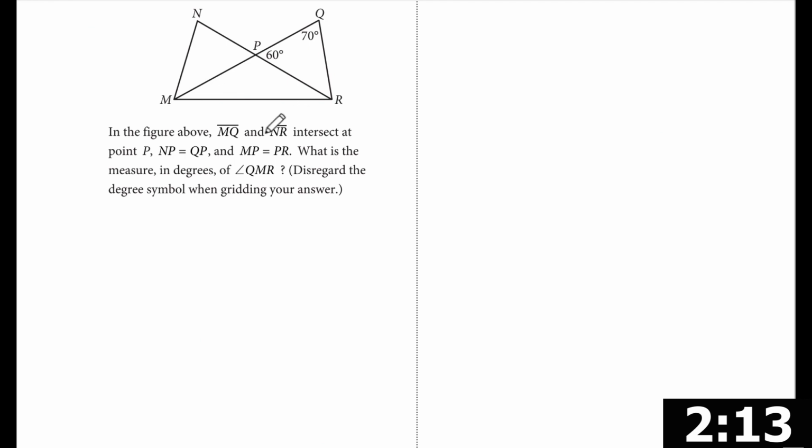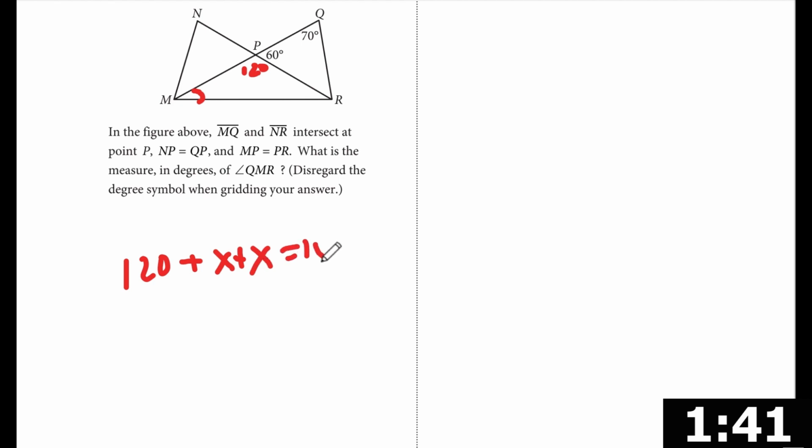17, in the figure above, MQ and NR intersect at point P, NP equals QP, and MP equals, so these two are equal. What is the measure in degrees of QMR? So we have to find the measure of this. So if QPR is 60 degrees, then the sum of these two would be 180. So this would be 120 degrees. And the total length of this is going to be 180, right? And remember, these two are equal. So this would be 120 plus x is equal to 180. 120 plus 60 is 180, so x has to be 30.